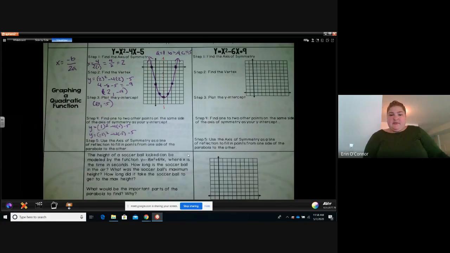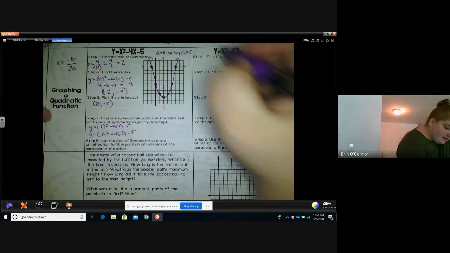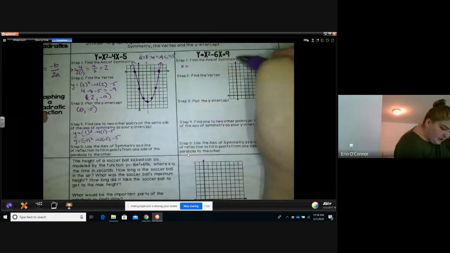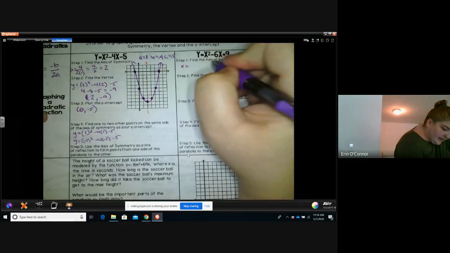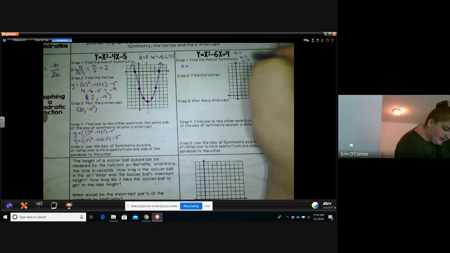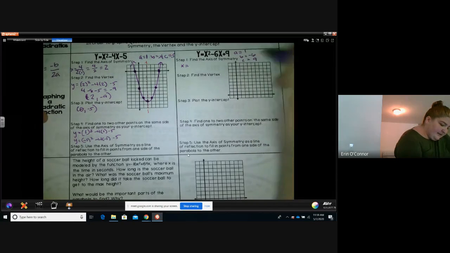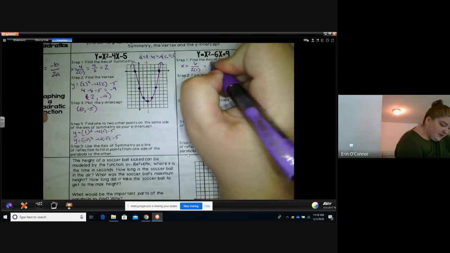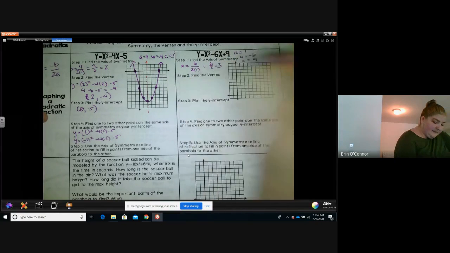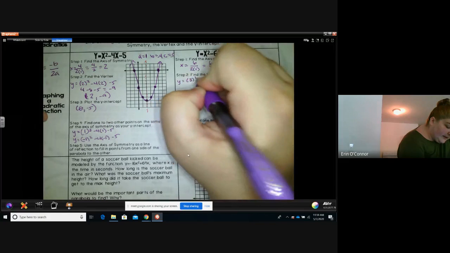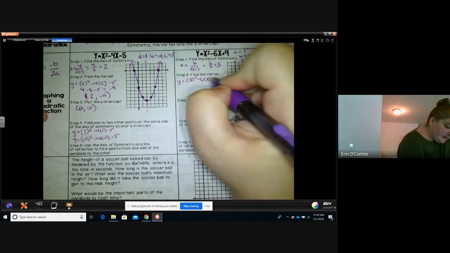All right, for the next one, let's find the axis of symmetry. So x equals negative b. Let's first identify a, b, and c. A is 1, b is negative 6, c is 9. So negative negative 6 is a positive 6 over 2 times 1, which gives me 6 divided by 2, which is 3. So now I'm going to plug 3 in, and I get 3 squared minus 6 times 3 plus 9.